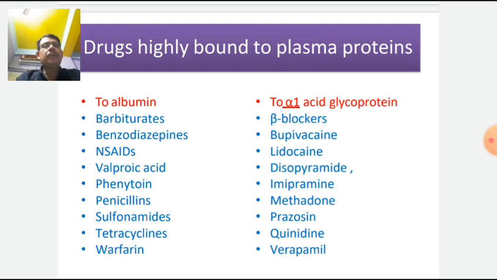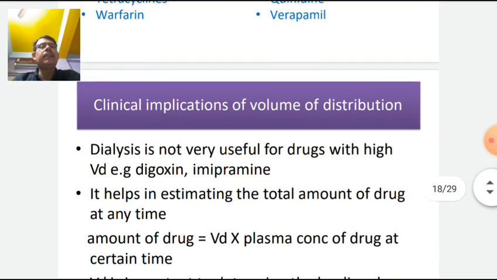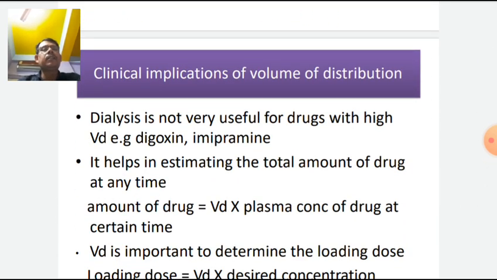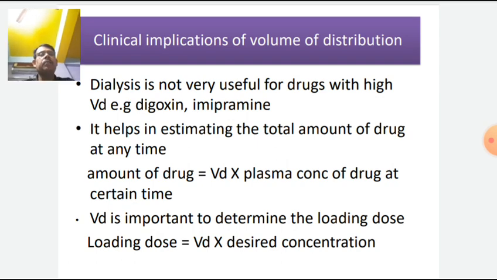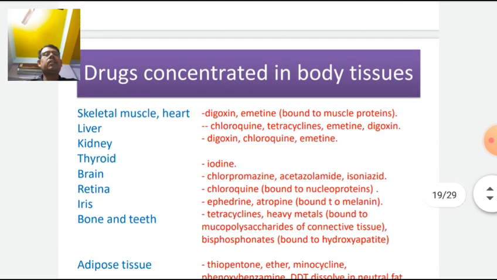If a drug binds to either albumin or alpha-1 acid glycoprotein, that hampers the therapeutic effect of the drug, so in that case the dose will be increased. Clinical implication of the volume of distribution. Dialysis is not very useful for highly distributed drugs, for example digoxin and imipramine. It helps in the estimation of the total amount of drug in the body at any time: amount of drug equals volume of distribution times plasma concentration at a certain time. Volume of distribution is also important to determine the loading dose.